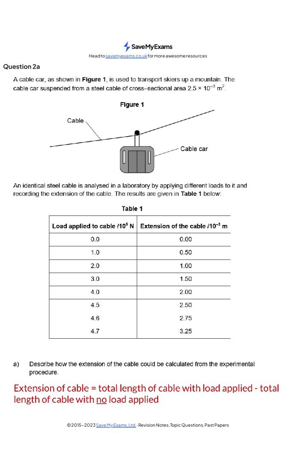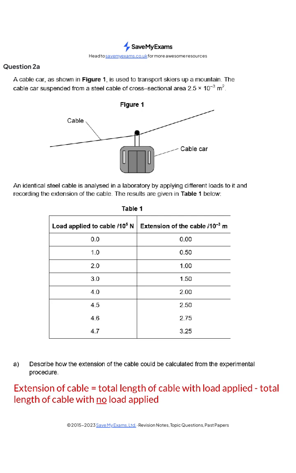Question 2 is about a cable car, and we've got a variety of different extensions as we add load to our cable. Part a, we need to describe how we would calculate the extension in this experiment. The way we do it, I've put it as an equation, but you could have also written it as a sentence. To work out the extension, you do the total length with your load applied, but you take away the initial length with no load applied.